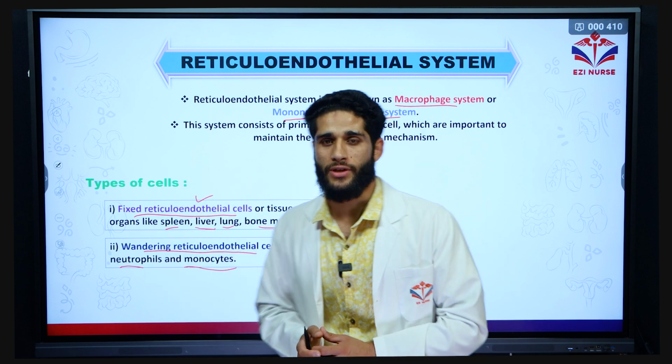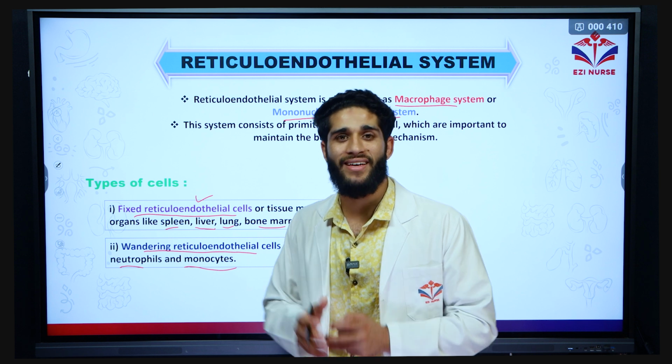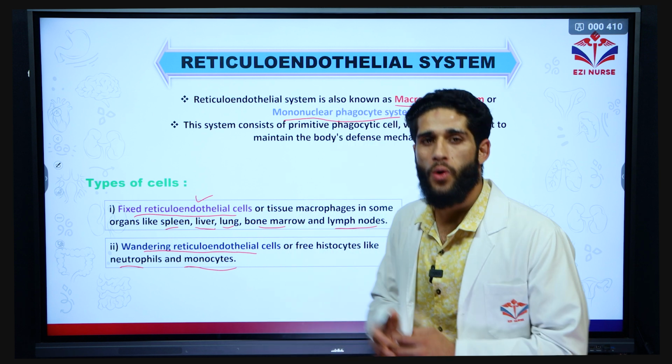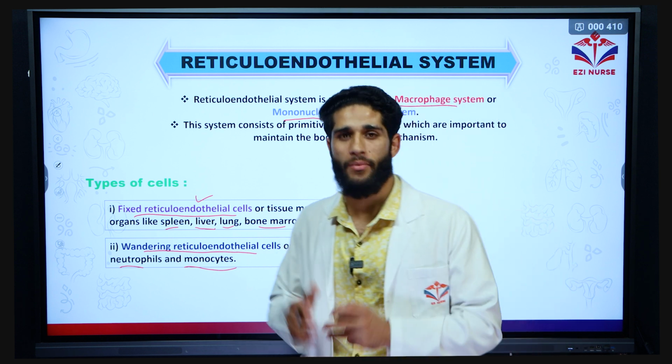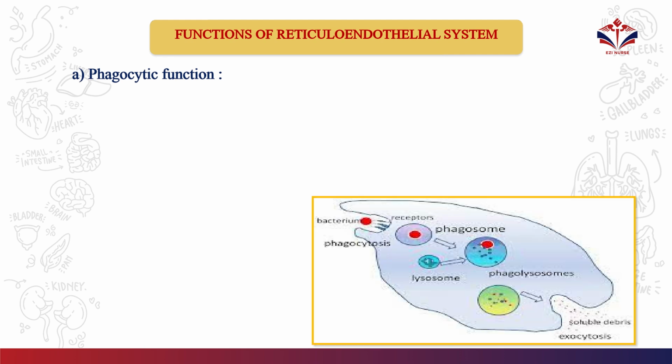They are going to fight with the pathogen. Now, let us move towards the important aspect of the RES, that is the function and the role of the reticuloendothelial system in our body. So, as discussed earlier, the main role and the main purpose of the RES is phagocytosis. So, the first and primary role of it is the phagocytic function. We know what the process of phagocytosis is. As the macrophages engulf the bacteria or any pathogen and destroy it, that whole process is called phagocytosis.